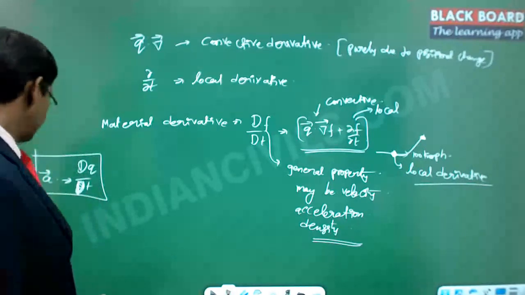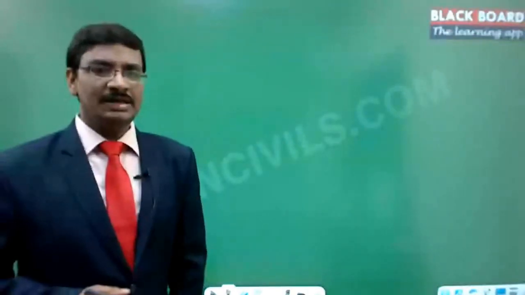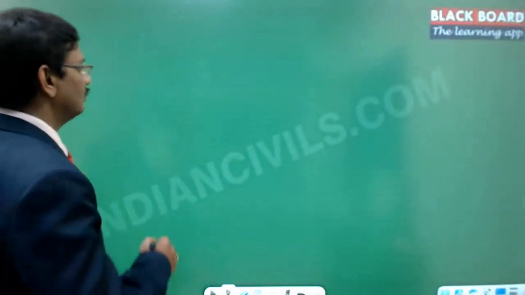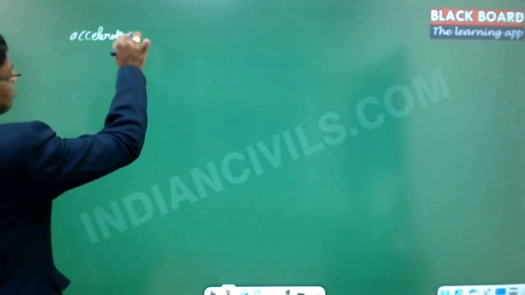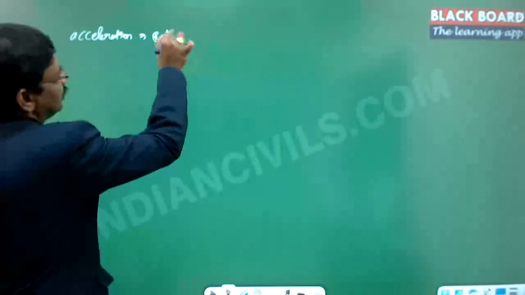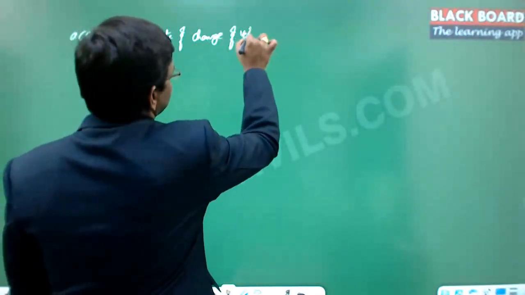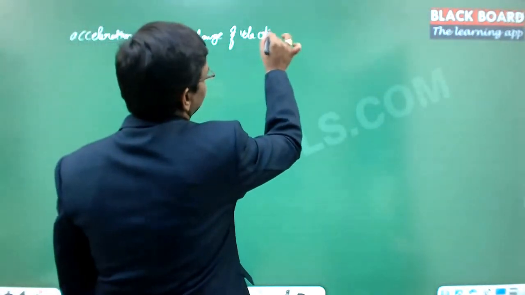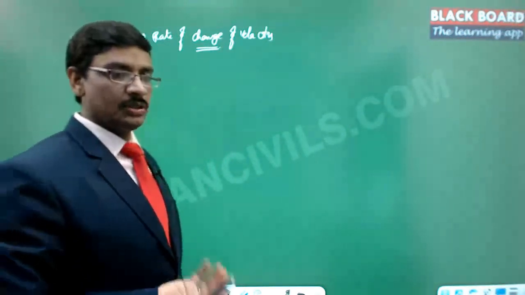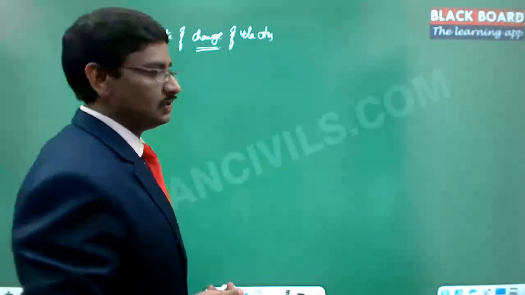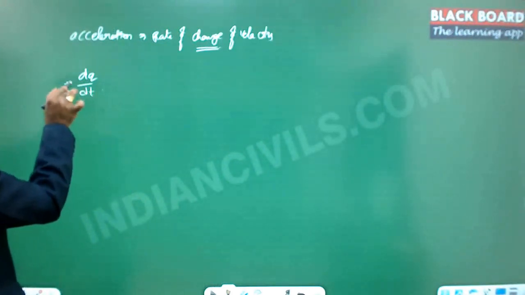Fine. Okay, let me solve this. Here we wanted to find out the rate of change of velocity. That means we were talking about the change in the velocity with respect to time. So acceleration is the rate of change of velocity. But the change can happen due to the positional change or due to the time change as well. So this is dq by dt, and this is what we call the acceleration a.